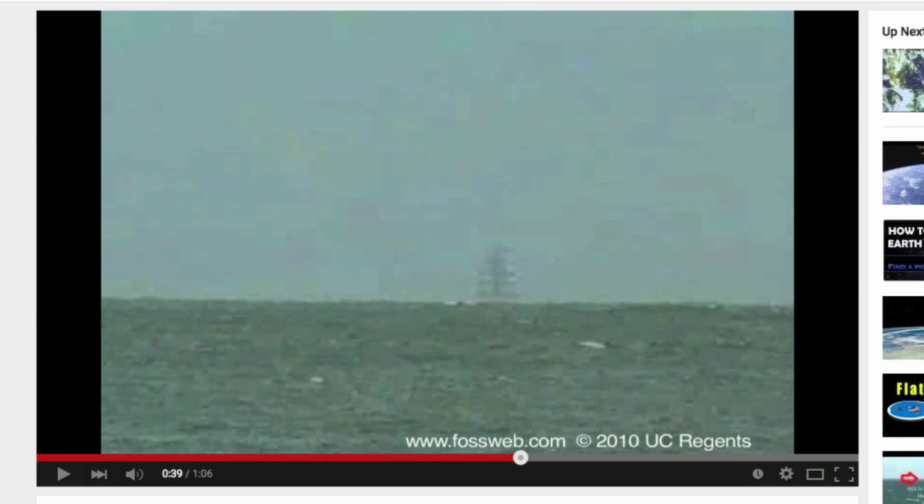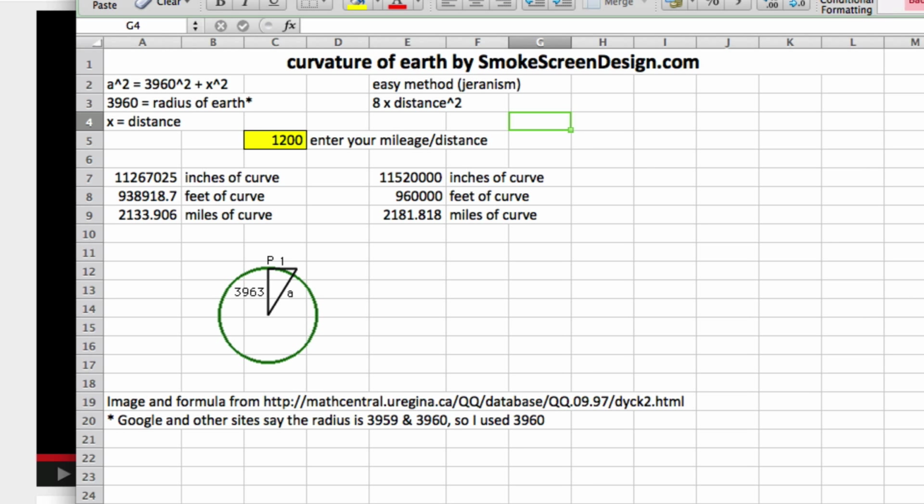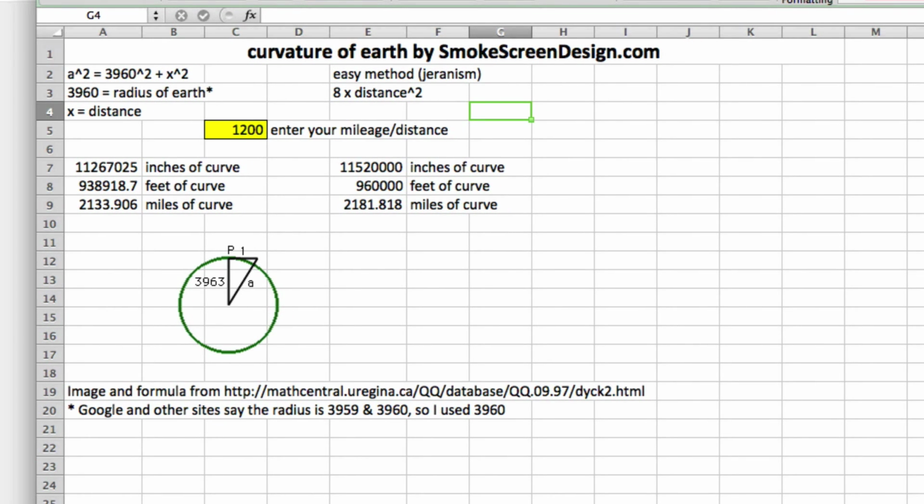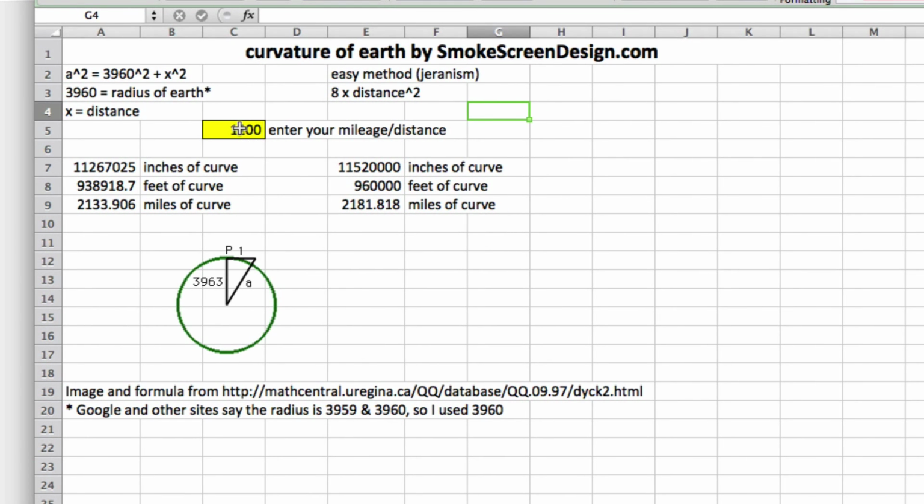I created a spreadsheet, and I'm going to pull it up here with some formulas that you can use to determine the curvature of the Earth, and I made a video on this. You can download this until I put it on my website, where you can just type in the numbers. So anyway, let's say that is 3 miles out, then it's going to be 6 feet of curve, so it'll drop down 6 feet.